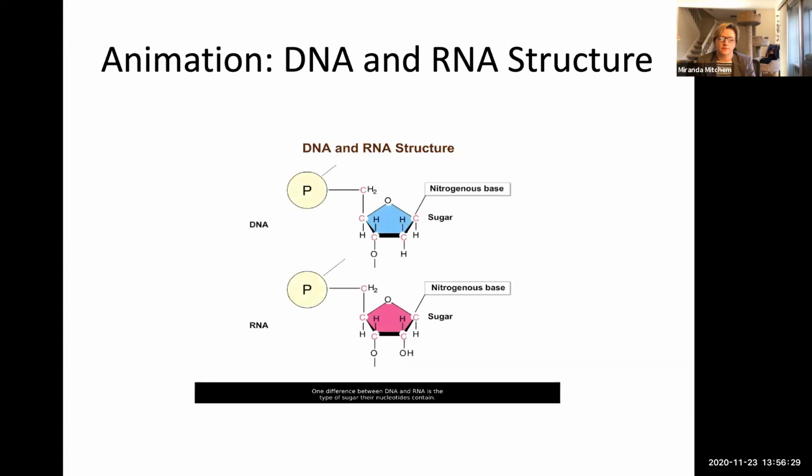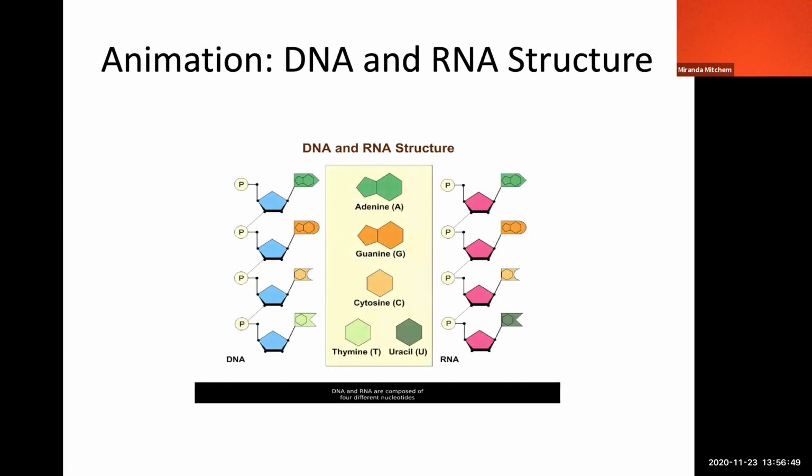One difference between DNA and RNA is the type of sugar their nucleotides contain. DNA contains the sugar deoxyribose, while RNA contains the sugar ribose. Ribose has one more oxygen atom than deoxyribose.